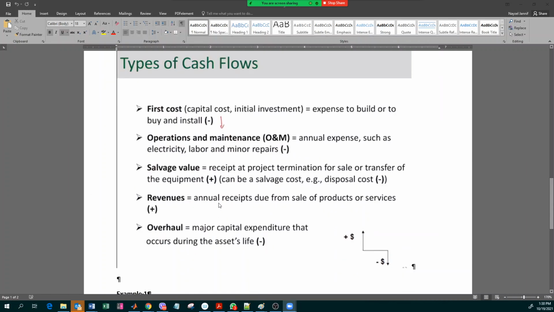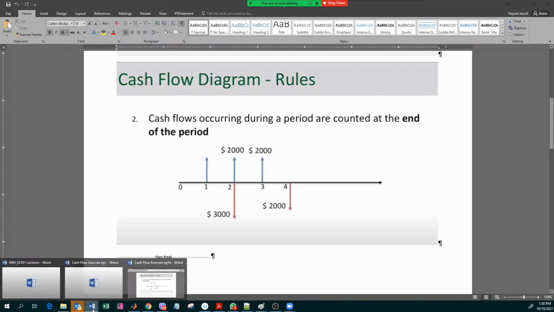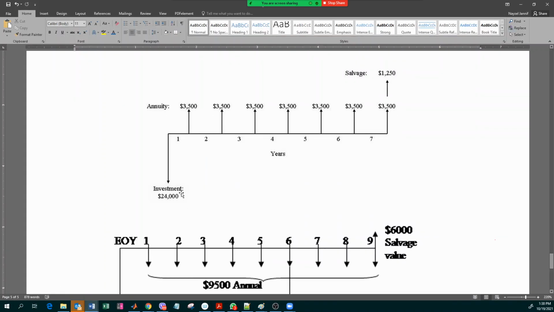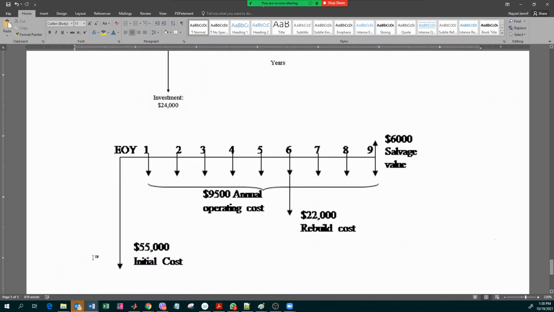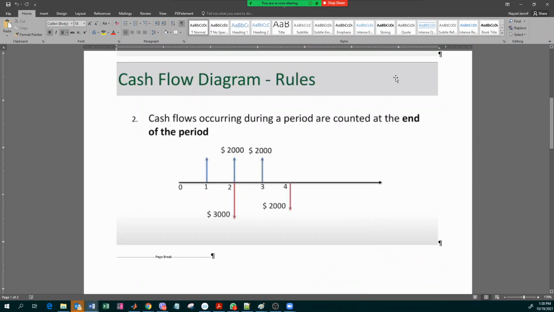Now, types of costs. The first cost, or initial investment, or capital cost. These are the three names. Capital cost, initial investment, or the first cost is the expense to build, to buy, or to install. And that's always a negative cost. So if we look at the other Word document, you can see that in the cash flow diagram, in the beginning there is a downward arrow, because that's our initial cost, or our investment, or our purchase cost.